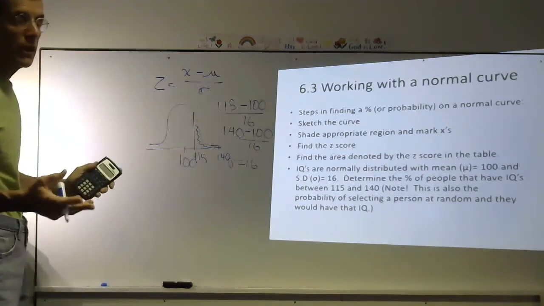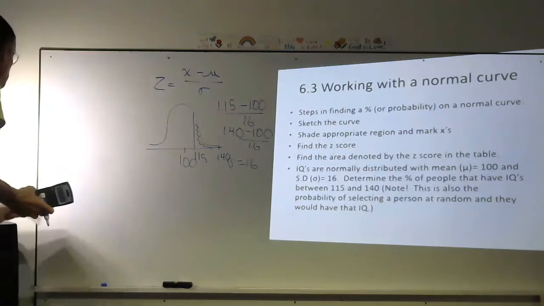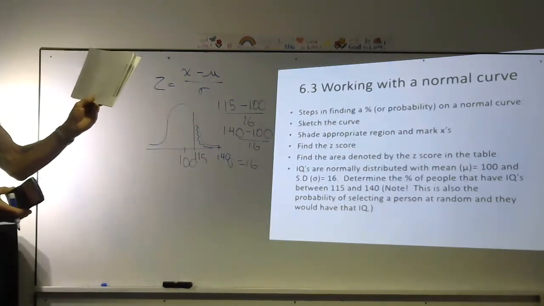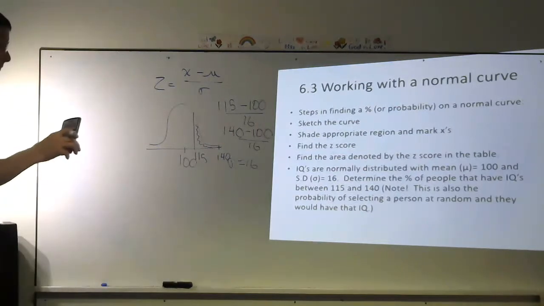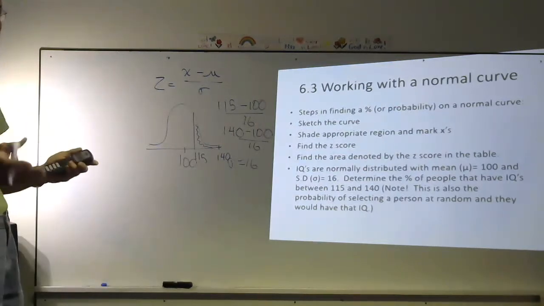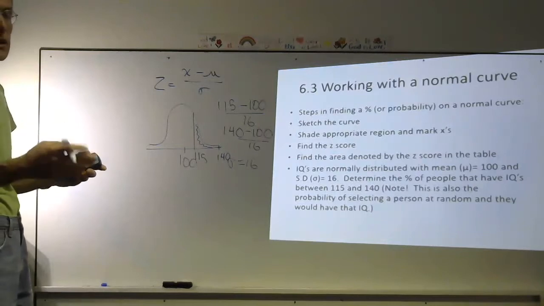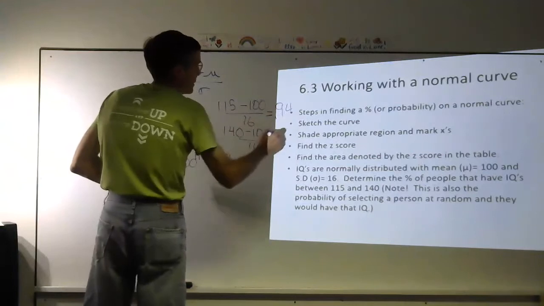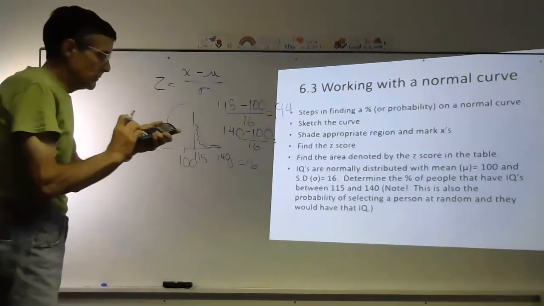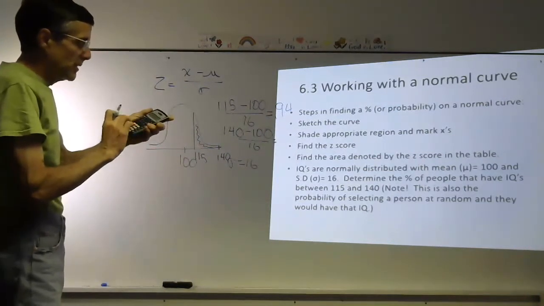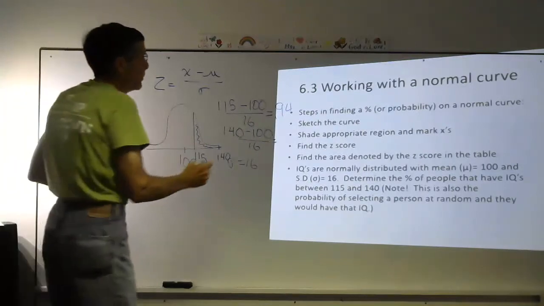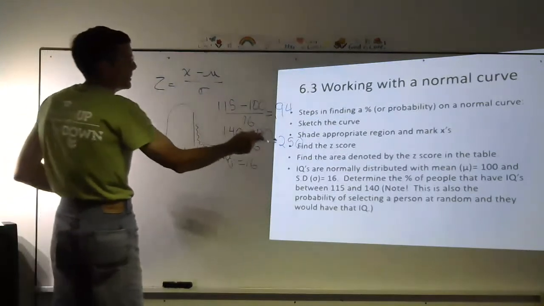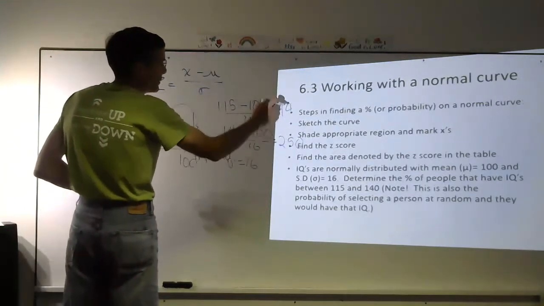I'm going to round off. Why? Because when I'm looking up on the chart, it has to be rounded off to the nearest hundredth. So make sure you round off correctly. This is 0.9375. The 7 makes it go up to 0.94. And 140 minus 100 is 40 divided by 16. I get 2.50. So here are the z values.